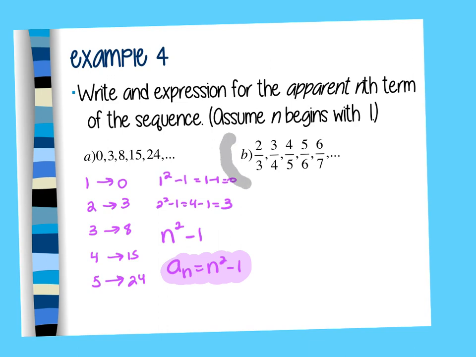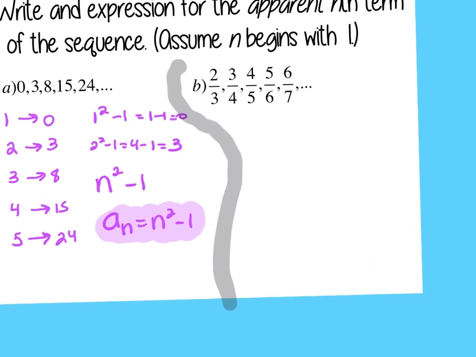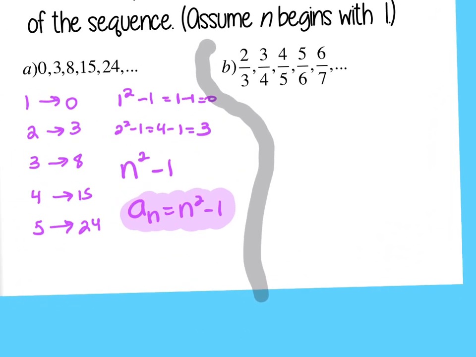All right, now let's look at B. So what's happening is that if n is 1, it's 2/3. If n is 2, it's 3/4. If n is 3, it's 4/5. If n is 4, it's 5/6. If n is 5, it's 6/7. What do we notice about a pattern from left to right here?